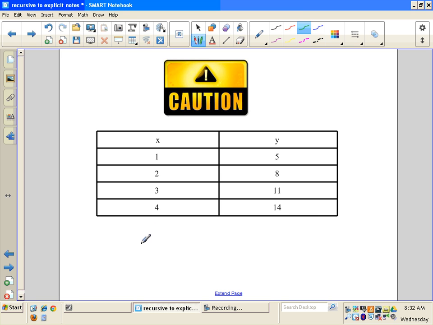Caution. So it's very easy for students to only look at the y part of the table, and just say, oh look, I'm adding 3 each time, super easy, no problem. I know that this is going to be next equals now plus 3 starting at, and a lot of us will just jump automatically to whatever number's at the top of the y column, starting at 5. But here's why the caution symbol is up. Okay?